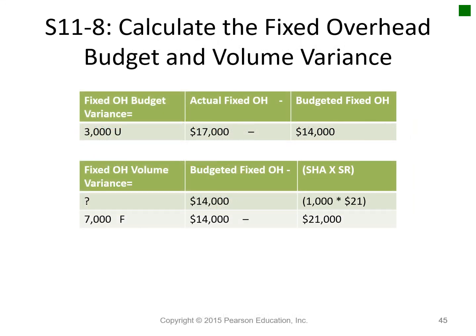On your budget variance, this is the easiest one. You just compare actual to the budget. In this case, it's a $3,000 unfavorable because you spent more. On the volume variance, you compare that same budgeted number. They gave you this 1,000, what they're going to produce in the problem, and the fixed overhead rate allocation number. You multiply the rate by that 1,000, and that's your allocation number. That's 21,000. You compare the budgeted fixed overhead to that number. The difference gives you a 7,000 fixed volume variance, favorable.